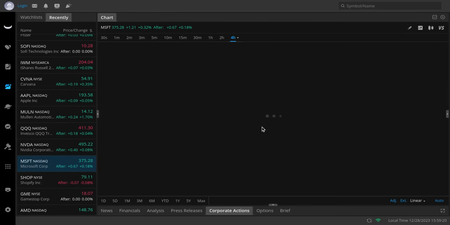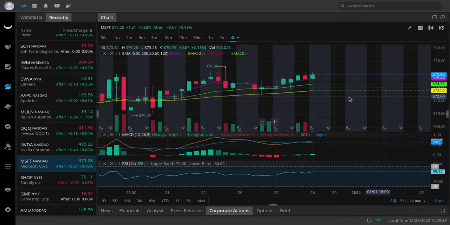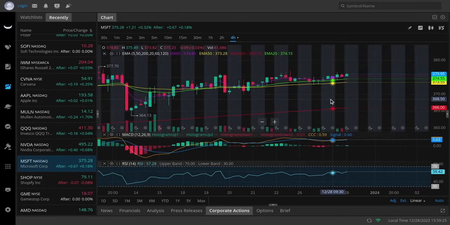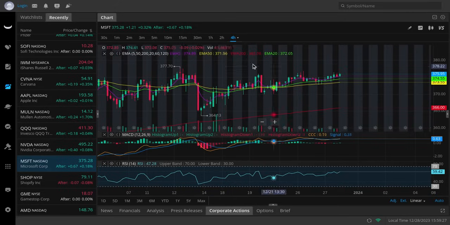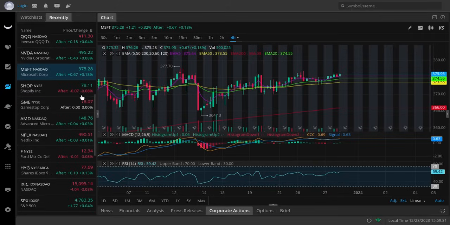For Microsoft, it looks bullish. This thing has a bullish wedge forming right over here. It's a little hard to see, but we have a bullish wedge. I think it might actually retest 378. So watch for a little push on Microsoft, at least for the time being.